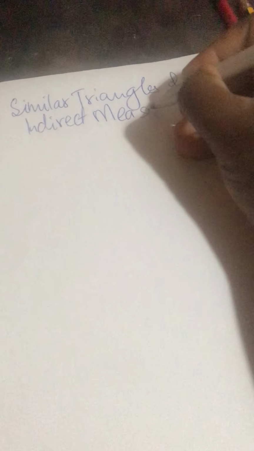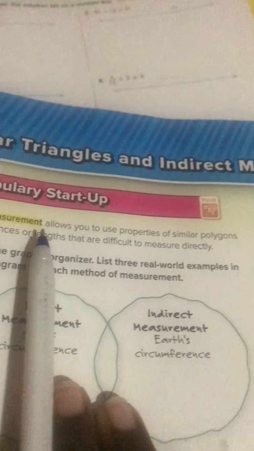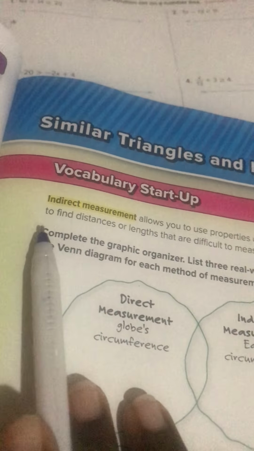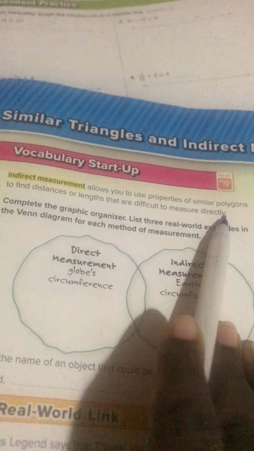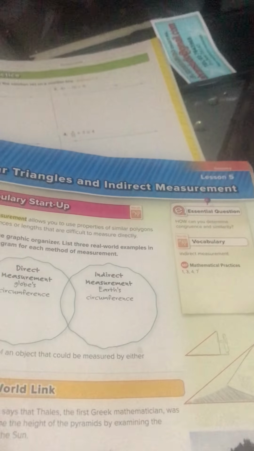And indirect measurement. Okay. All right. So, what is indirect measurement? Please write this. Indirect measurement allows you to use properties of similar polygons to find distance, lengths that are difficult to measure directly. So, indirect measurement is something you cannot go and measure by yourself.